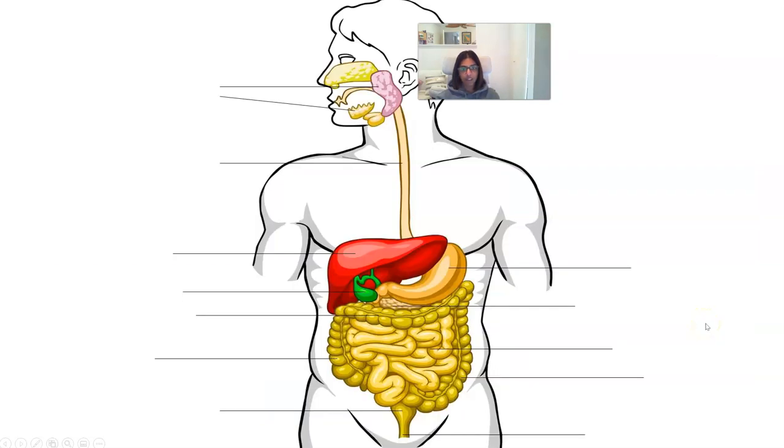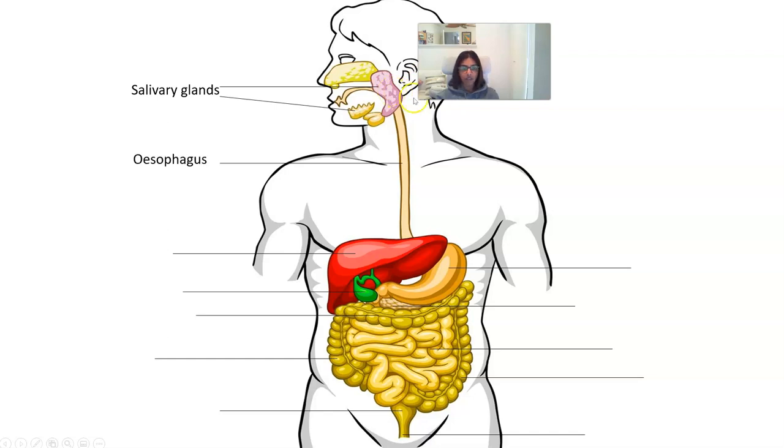So here we have a schematic overview of the digestive system with associated organs. We're going to start at the top here, and we can see that there are structures that we're pointing to here, and these are the salivary glands. Salivary glands are really important. They contain chemicals and mucus that help us to digest and lubricate food.